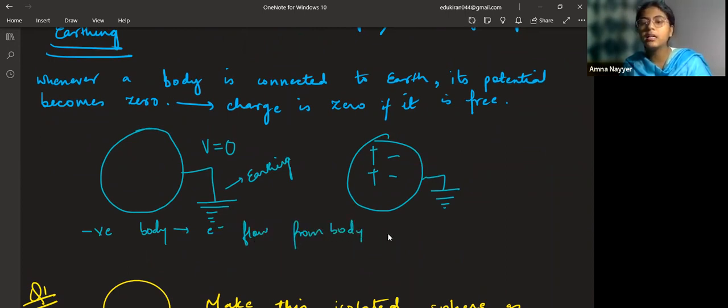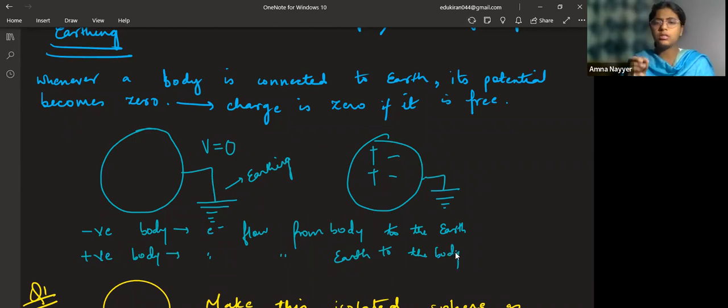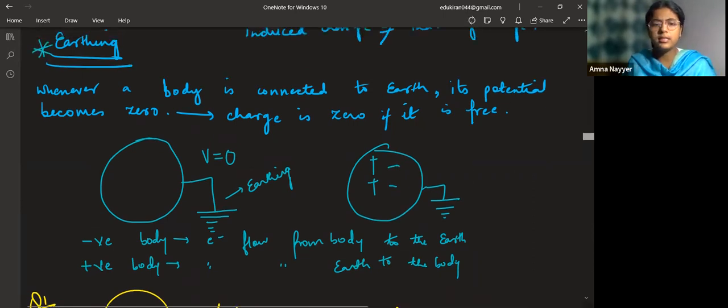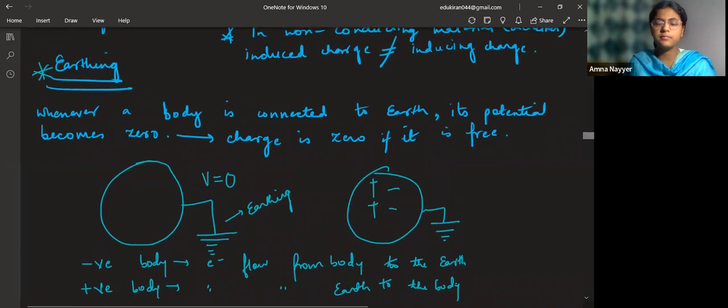from body to the earth. If it's a positive body, then electrons flow from earth to the body. Just this small concept will be used in the upcoming question. Note down this as a separate note, write earthing, and then we'll discuss at least one question from this.